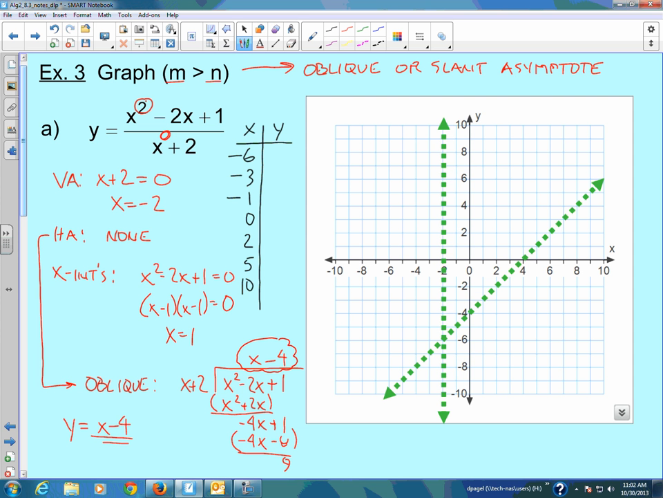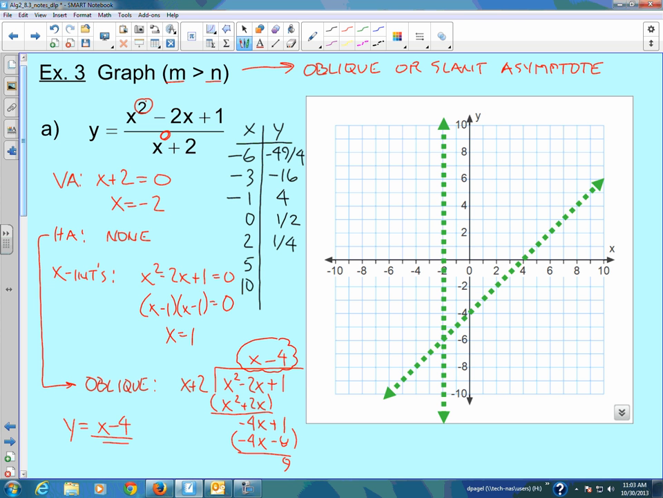Negative 6 squared, 36. 36 plus 12, 48. 48 plus 1, 49 on the top. 49 over negative 4. Negative 3 in there, I get a 9. 9 plus 6 is 15, plus a 1 is a 16, and a 16 over a negative 1. Negative 16. Negative 1 in that, I get 1 plus 2 is 3. 3 plus 1 is 4 over 1. The 0 would give me a 1/2. 2 would give me 4 minus 4, which is 0. 0 plus 1 is 1. And then 1 over 4.